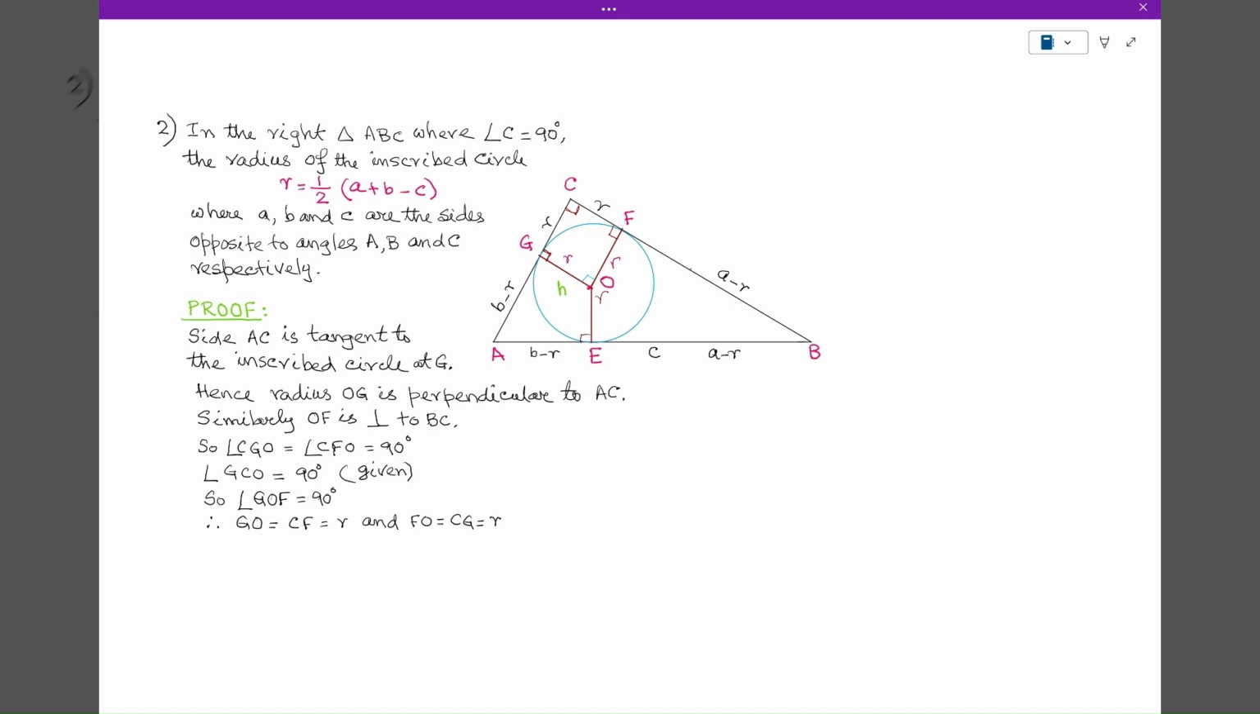So, in this rectangle, all angles are 90 degrees and this side is r, this side is r. So, all sides will be equal to r.